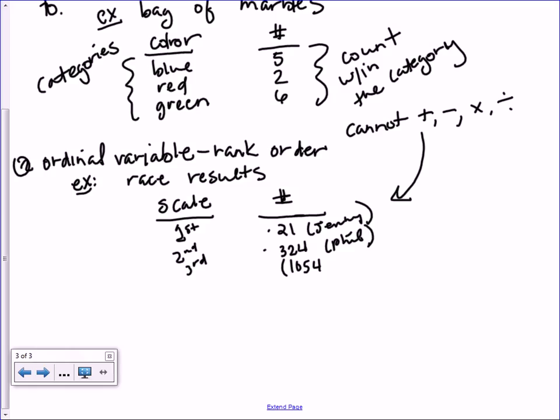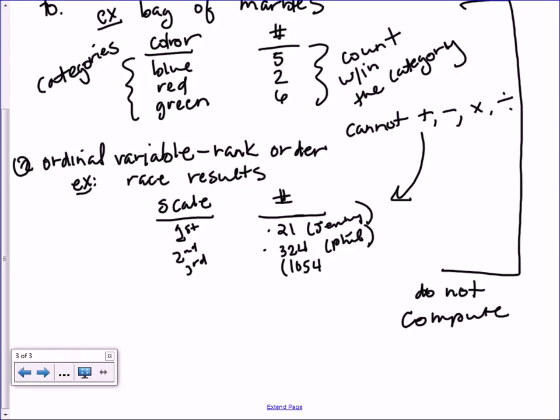So those are 2 kinds of variables for which it's very hard to produce descriptive statistics. So for these 2 types that we're just talking about, the nominal and the ordinal, we typically do not compute descriptive statistics because they don't have any meaning.